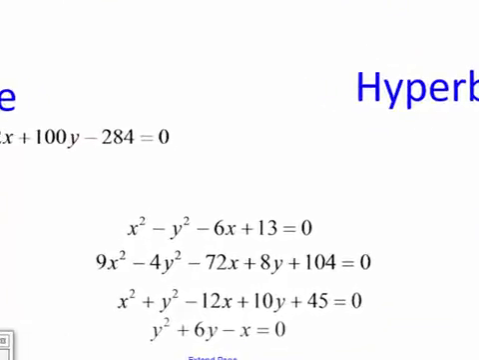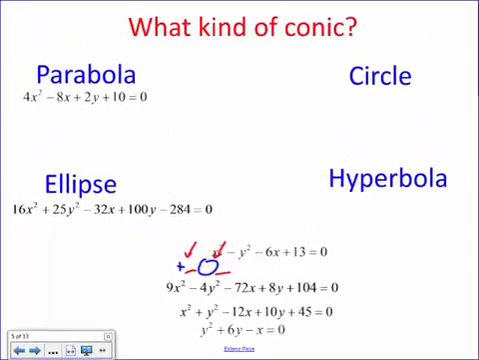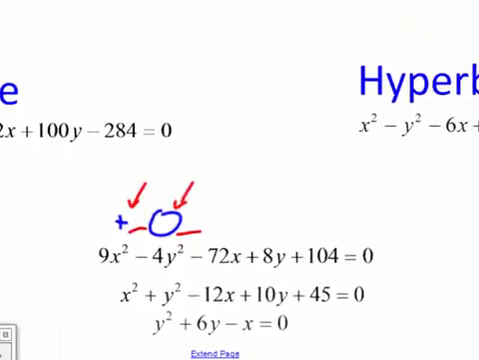How about the next one? We got x squared and y squared. We got the same sign. So we're thinking a circle, but guess what? Opposite signs. One's a minus, one's a plus. So it's going to be a hyperbola. That's a trick one. It's going to be based off a circle, but it will be a hyperbola because of the opposite signs on the x squared and the y squared.